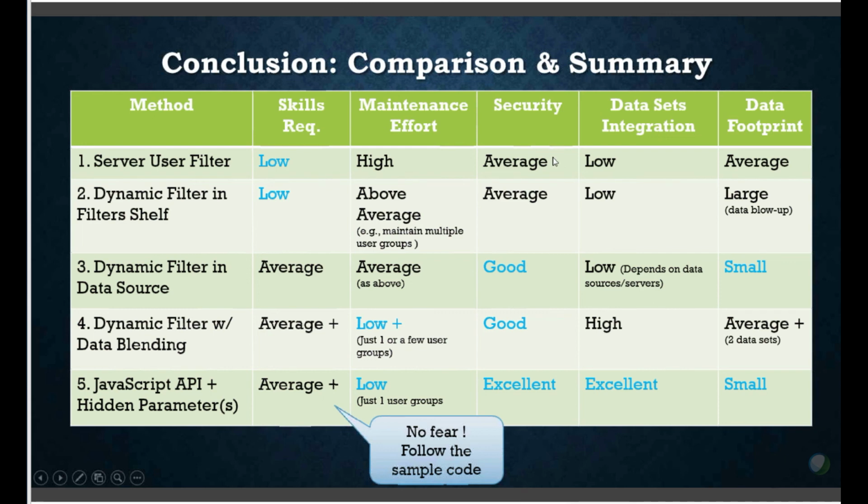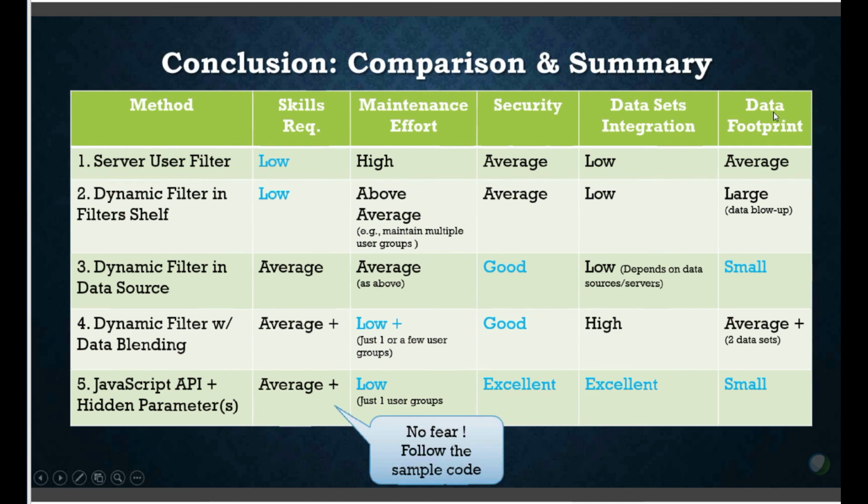Security speaking, solution number 1 and number 2 is the basic Tableau security, and solution number 3 and 4 has good security because it can filter out the data, so users won't have the full data set if they try to download the data. And solution number 5 is very good security if you perform the error checking, double checking, as I just mentioned. Data set integration, number 1 is bad, number 2 is low, number 3 is not good either, and number 4 is good because you have 2 data sets. You can do data blending, so the user information doesn't need to live in the primary data set. And number 5 is very good from my point of view.